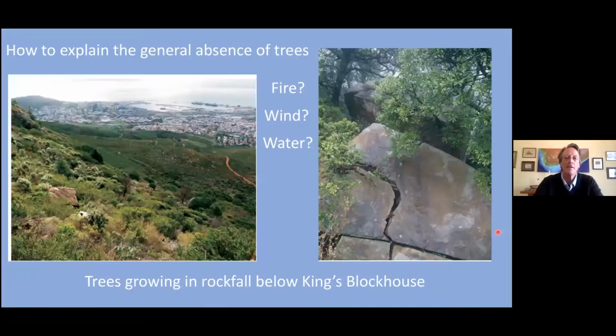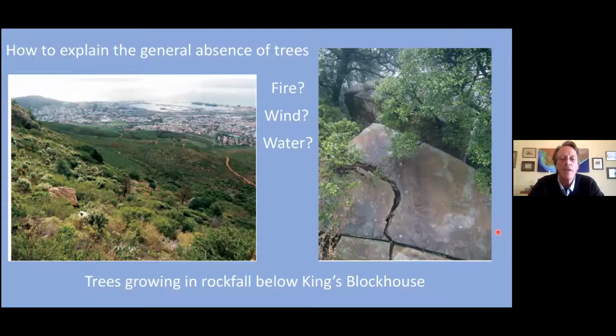So one of the key botanical questions is, how do we explain the general absence of trees? Why are they restricted primarily to these deep gorges? And there's various debates about whether it's the fire element, that the gorges are protected from the fire. Is it a wind factor, because the gorges are also more protected from the strong southeast wind in the summer? Or is it water? You know, the gorges provide a focusing for water to be focused into those gorges, and maybe that's a major factor.